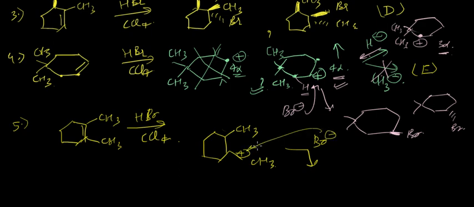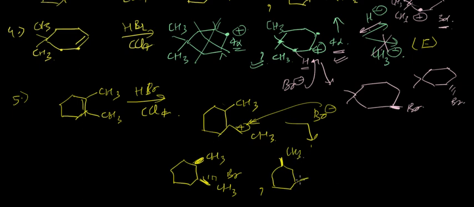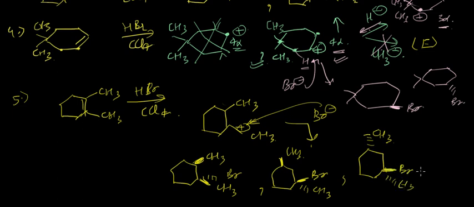Now Br minus will attack this carbocation, so we will have a range of products. We can have CH3 above the plane and Br minus attacking below the plane, or CH3 above the plane and Br attacking above the plane with CH3 below the plane. Similarly, if we have CH3 below the plane, this Br above the plane and CH3 below the plane. And the fourth case, I hope you are able to guess it by now.